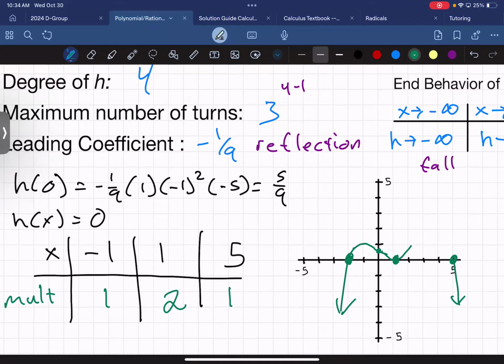Now, does the 5 agree with the fact that I'm above the x-axis and I want to end below? All right. So the multiplicity of 5, does it tell me to cross through it? It does, right? Because it only occurs 1 time. So it's okay that we're above, right? Because I'm going to go up and cross right back through.